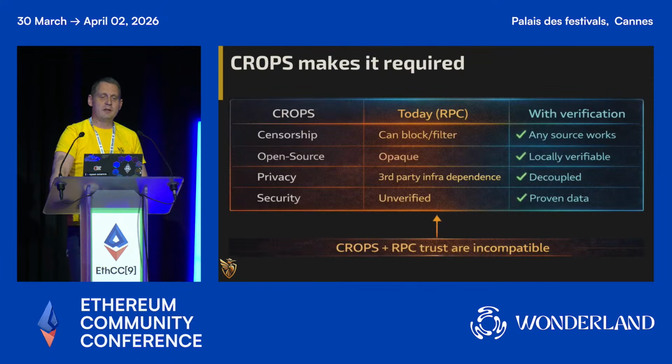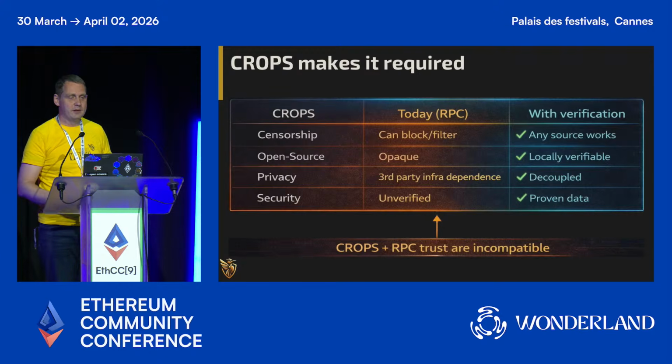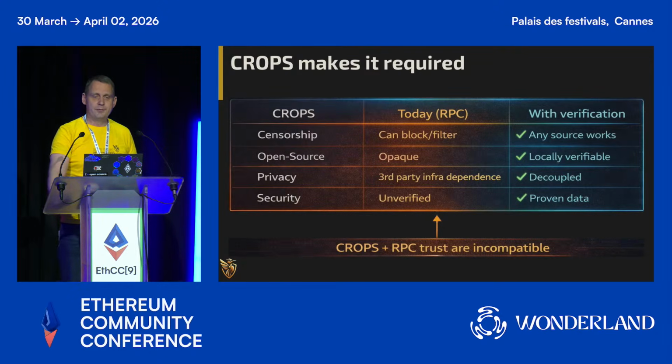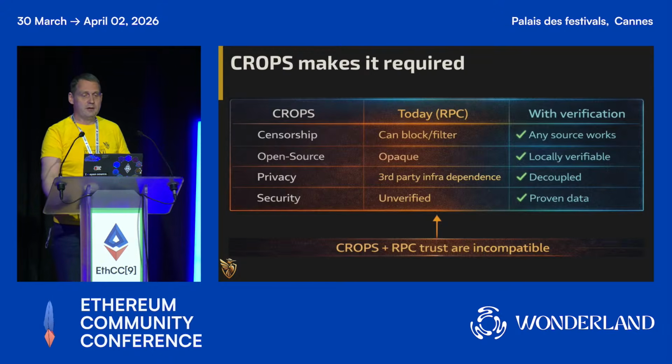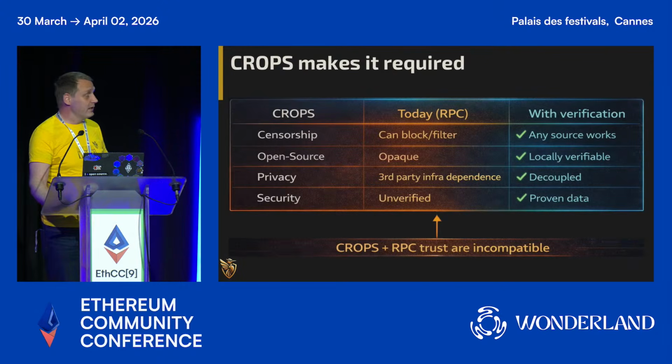Let's connect this to the Ethereum Foundation's direction. Recently, the EF formalized a set of core principles, CROPS: censorship resistance, open source, privacy, security. And these are not optional. They are non-negotiable. Well, then let's look at the access layer today in light of these core principles.